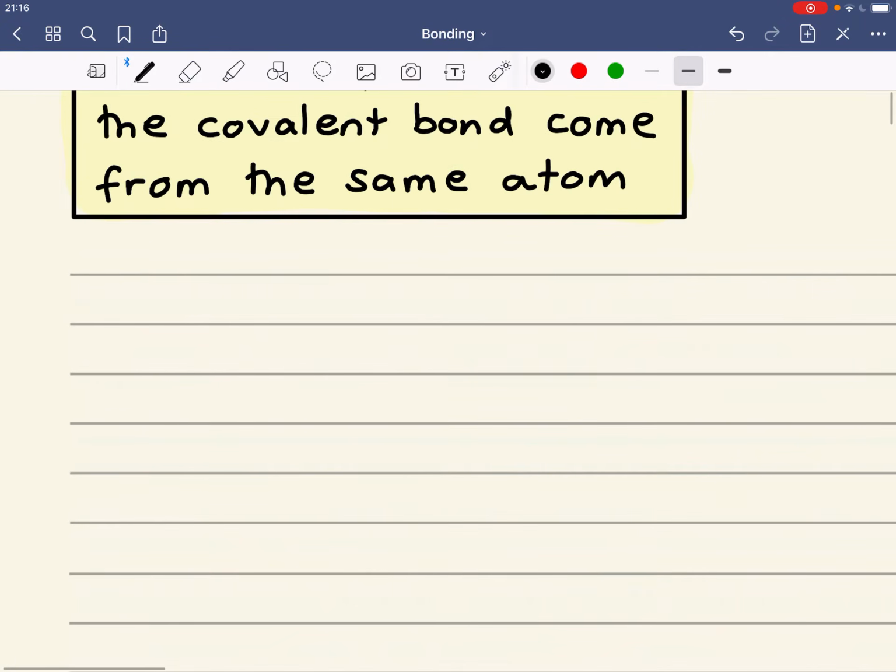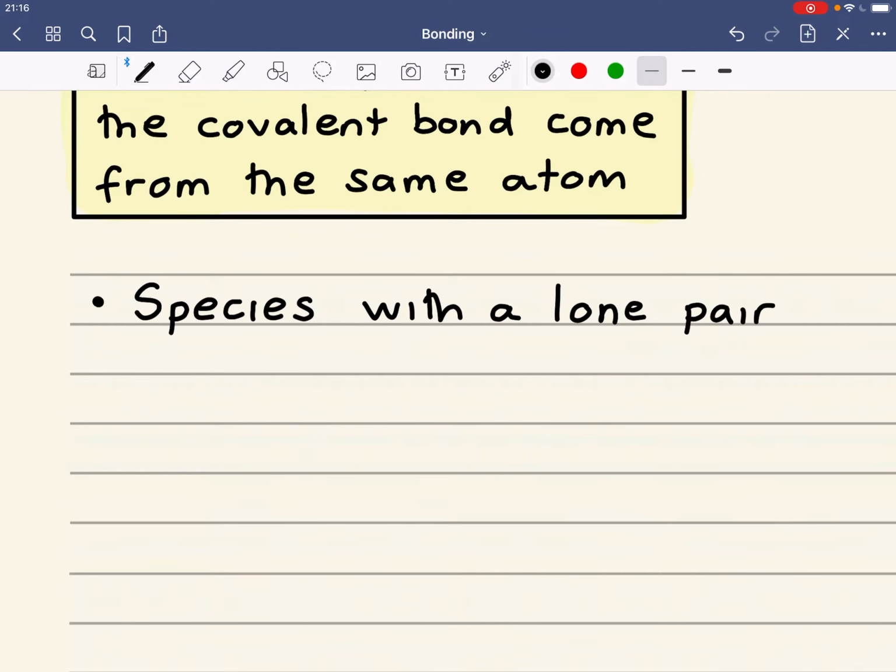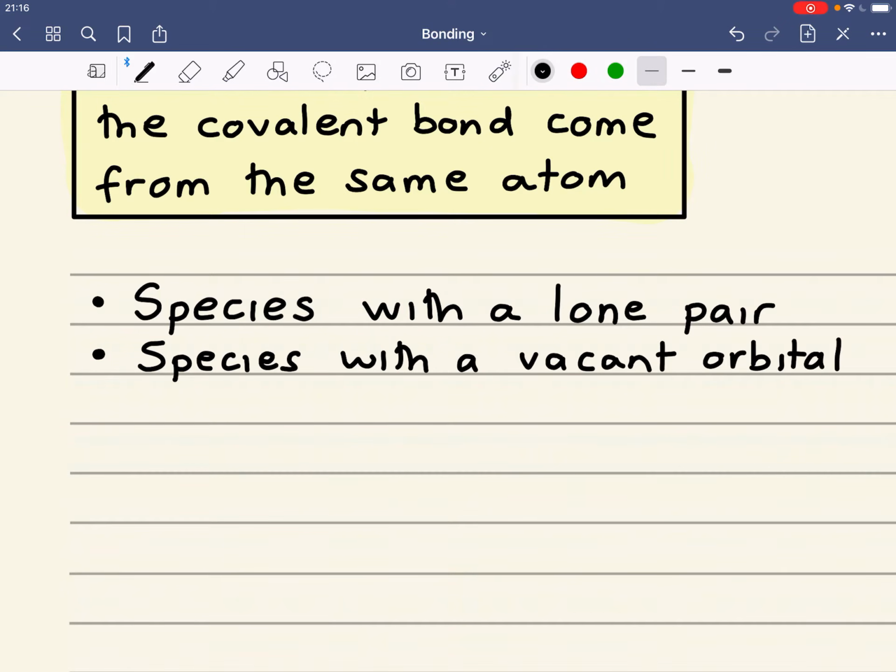Now, the criteria for a dative bond to form is that we must have a species. A species meaning it could be a molecule or a molecular ion, or even a simple ion, with a lone pair. And we also need a species with a vacant orbital, or really we could also say an incomplete full outer shell.